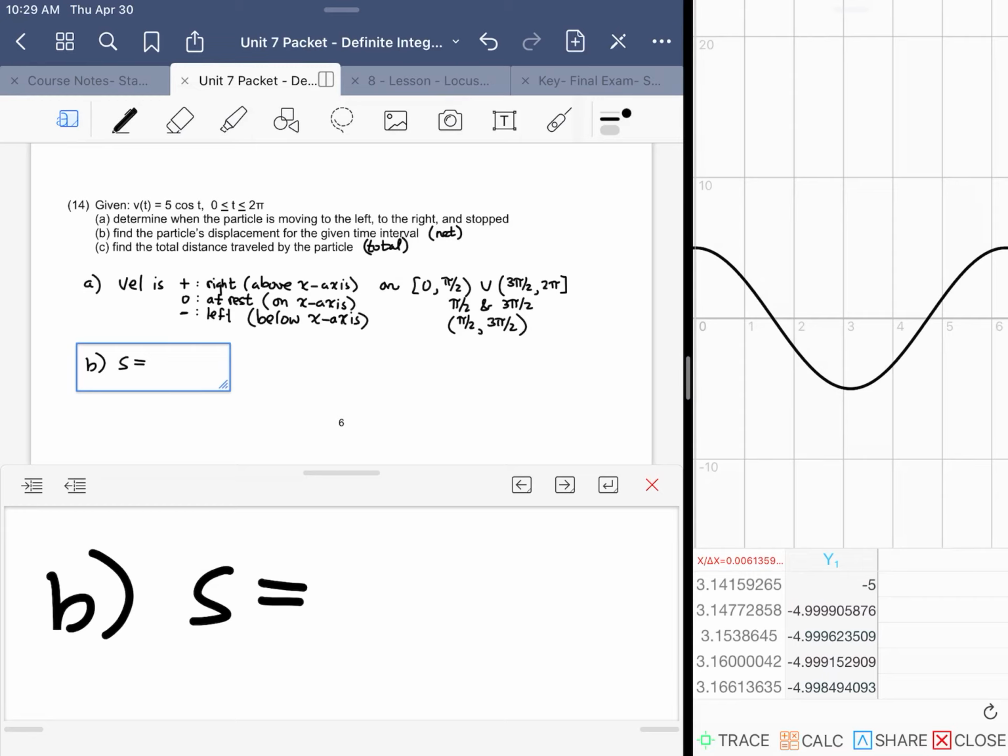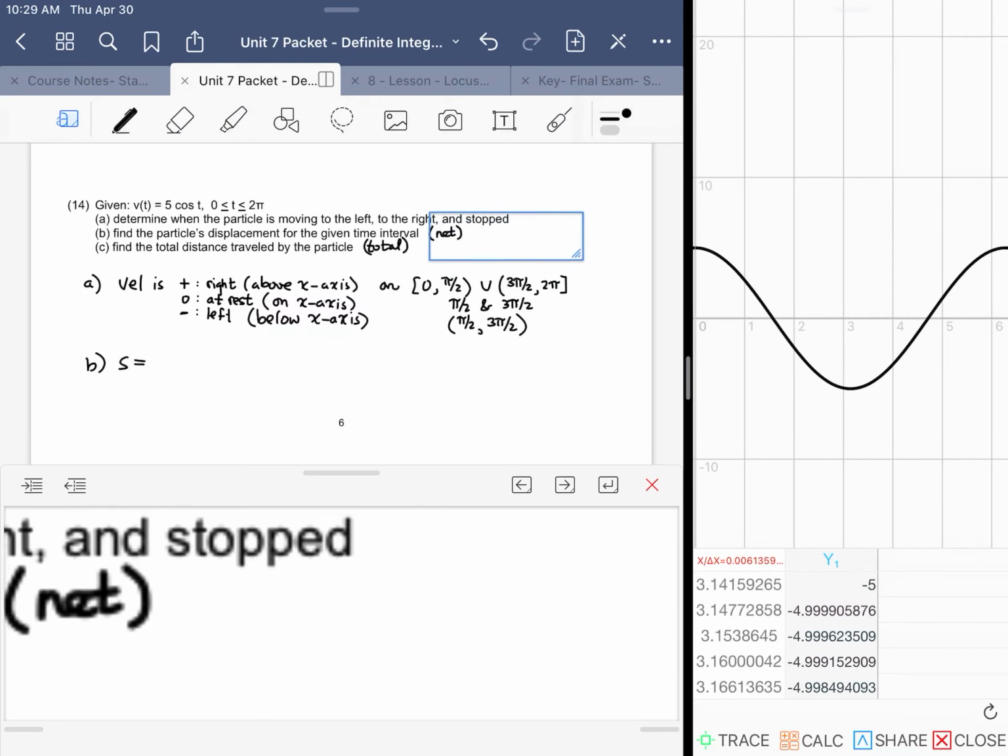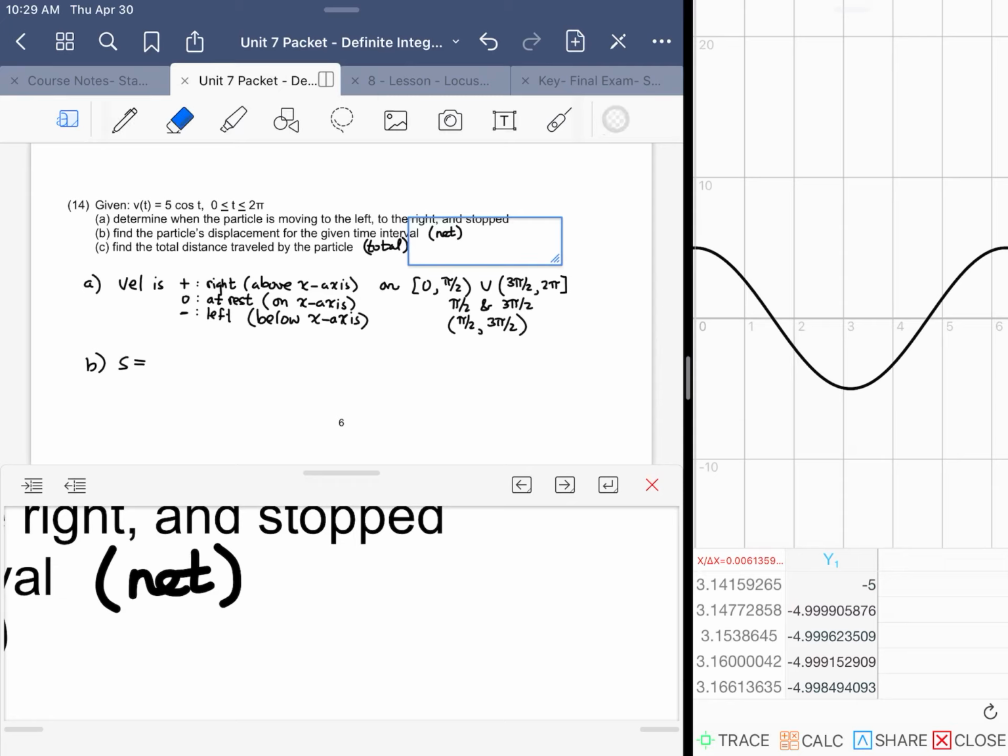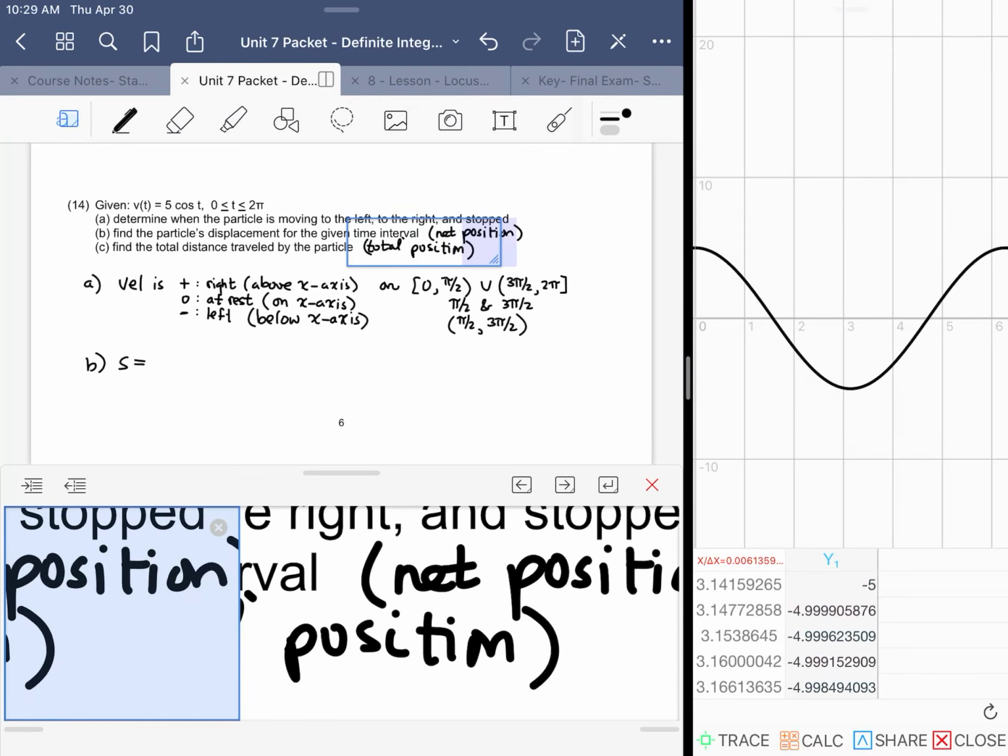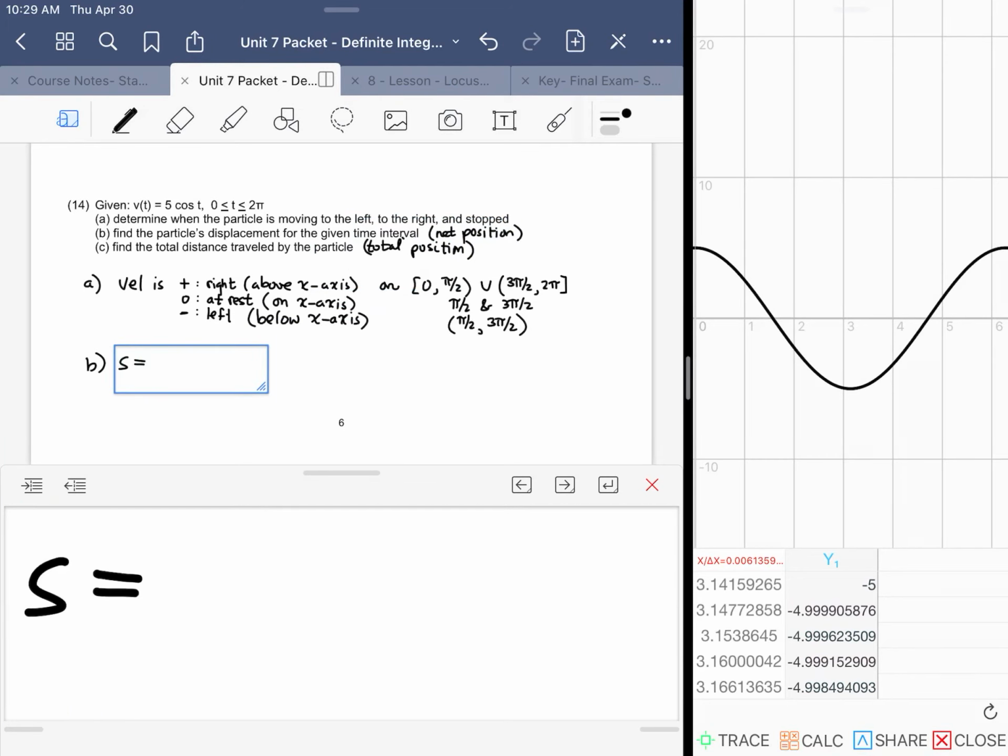So to find my displacement, that's simple. All right, S is our displacement, or net position, which is displacement. All right, so that's something that maybe I can clarify up here. Save you a little confusion down the line. So net position. And total position. Total position is just kind of a weird thing to think about. It's like, how do you total out positions? But that is something that you can do.